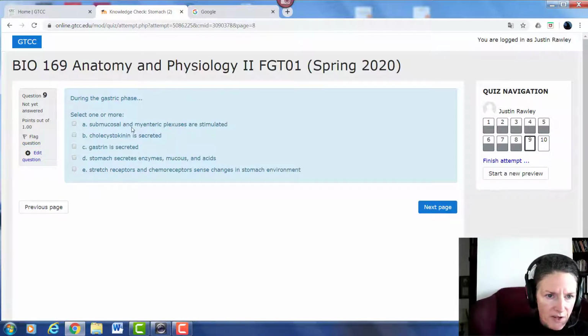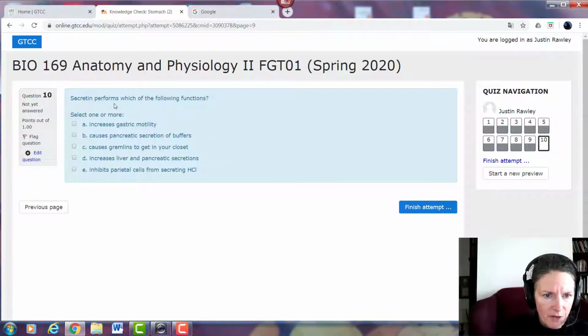During the gastric phase, now we actually have stuff in the stomach. So this is going to happen. Gastrin's going to be secreted. Stomach's going to secrete enzymes, acids, mucus. Yeah, everything except cholecystokinin. We're not going to see that till we get to the duodenum, really.